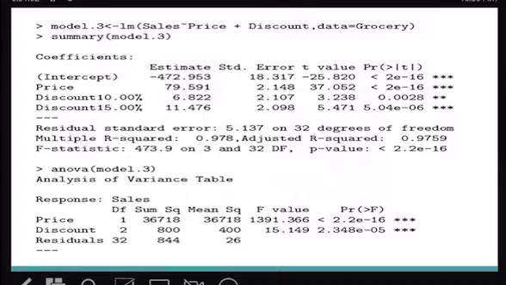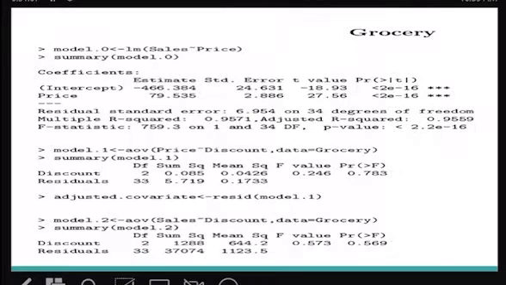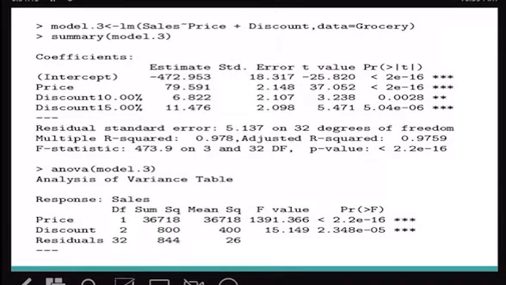Now, you incorporate the covariate. You're going to see something different from when we did not consider the covariate. Now that we consider the covariate in the model, take a look at model.3. Model.3 is when you relate the response variable, sales, to the discount, adjusting for the covariate. Now, this is what we have.